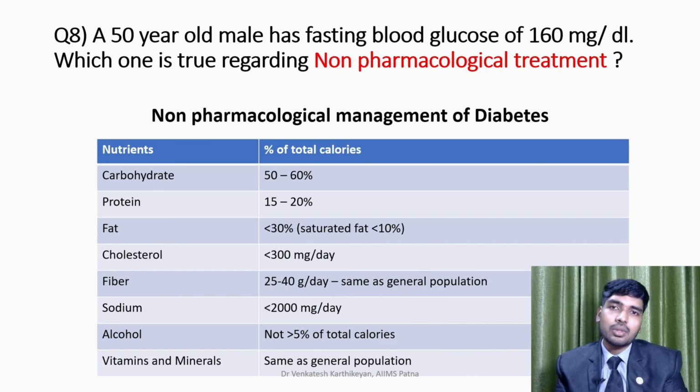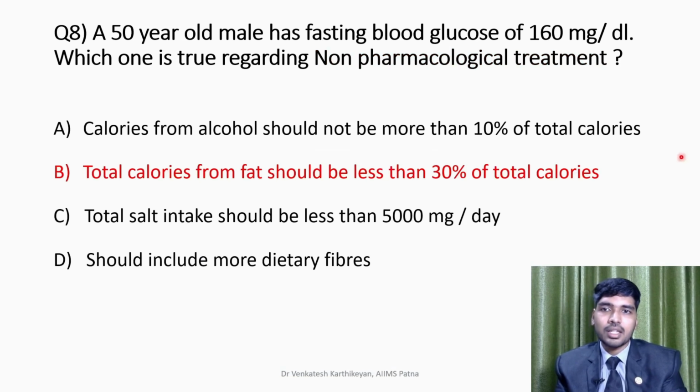So when we are trying to counsel the patients and giving some diet plan, we should not suddenly decrease or increase the diet. Okay, it should be done in a gradual manner. It should not be altered more than 500 kilocalories per day at a stretch. So the answer here is total calories from fat should be less than 30% of total calories. That is correct. From alcohol, it should be less than 5%. Salt intake should be less than 2 grams, and it should include the same amount of dietary fibers.